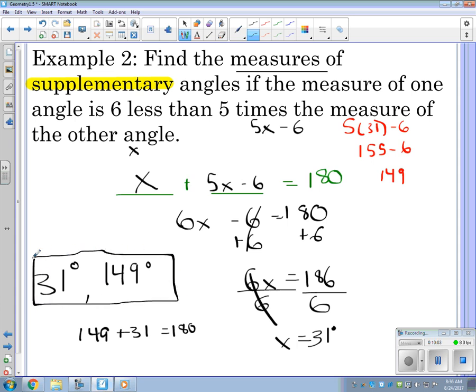What I would not recommend you do, we could have just done 180 minus 31 to get that 149, but then you kind of lose that opportunity to check yourself, because then if your 31 is wrong, then this number is going to be wrong, you're not going to know it. So I would recommend you take this answer, plug it back into the original, then verify that they work.